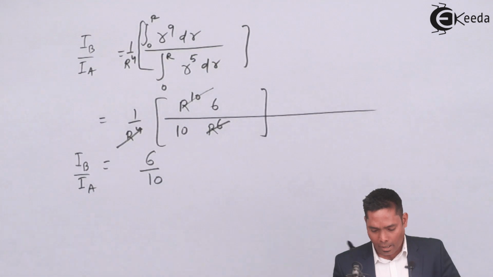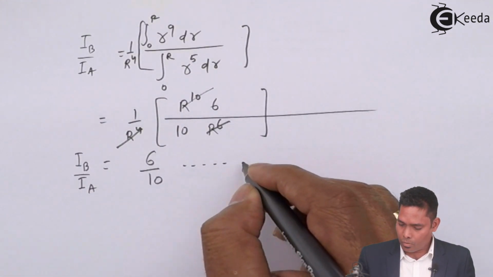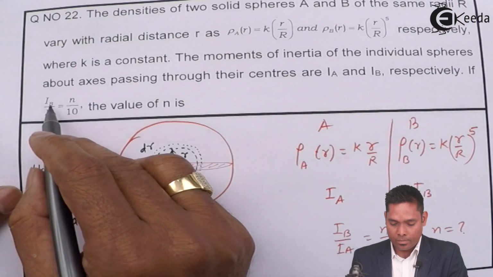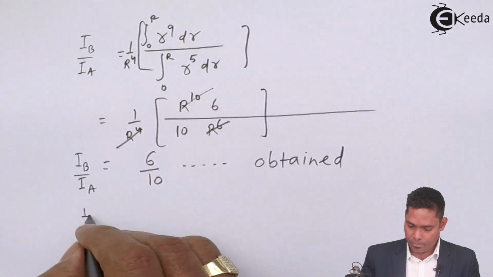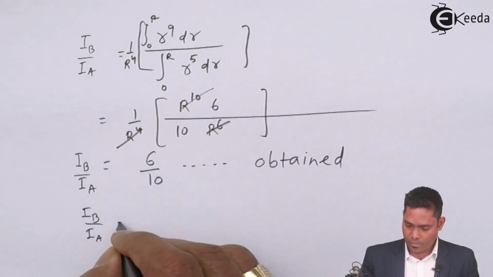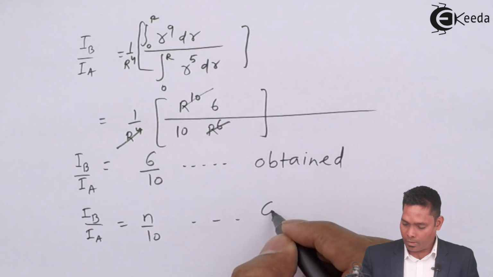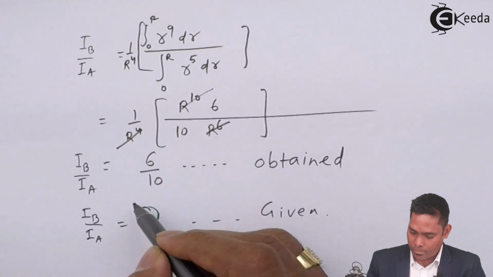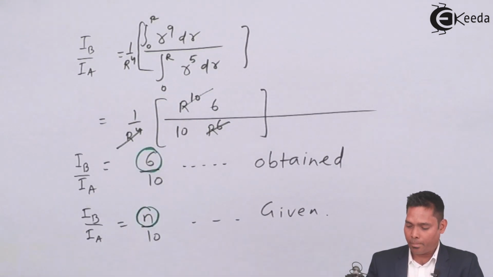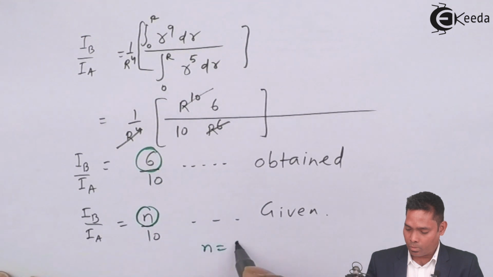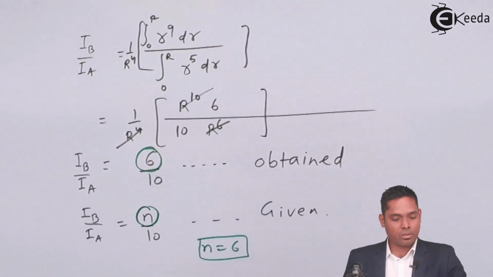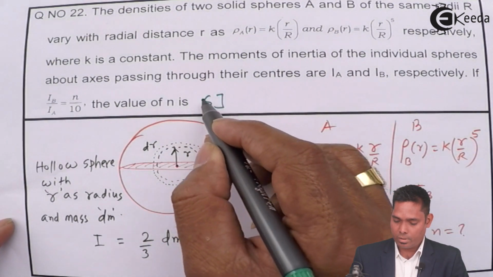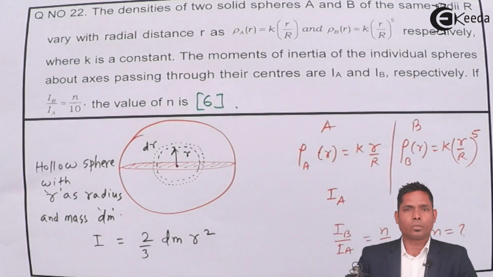We are getting 6 by 10, and what is given is n by 10. So if we compare these two, n becomes 6, the rest is the same, so the value of n comes out to be 6. This is the answer to this question, that is n is 6. Okay, thank you.